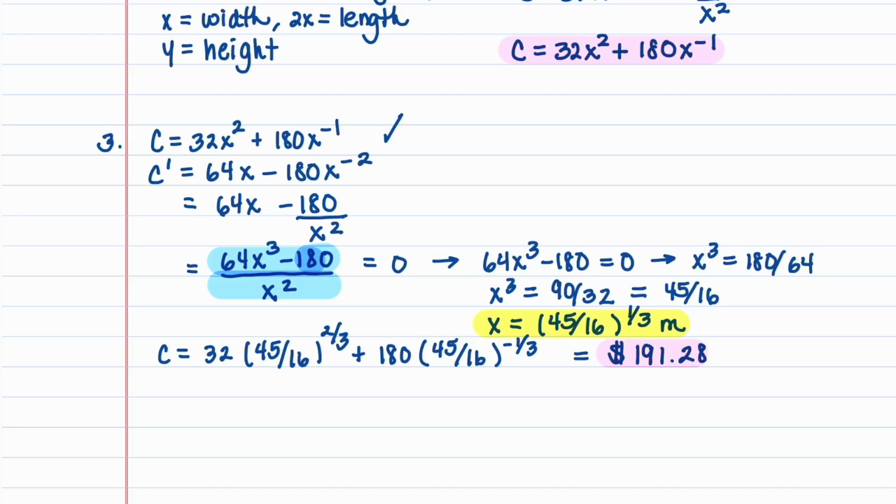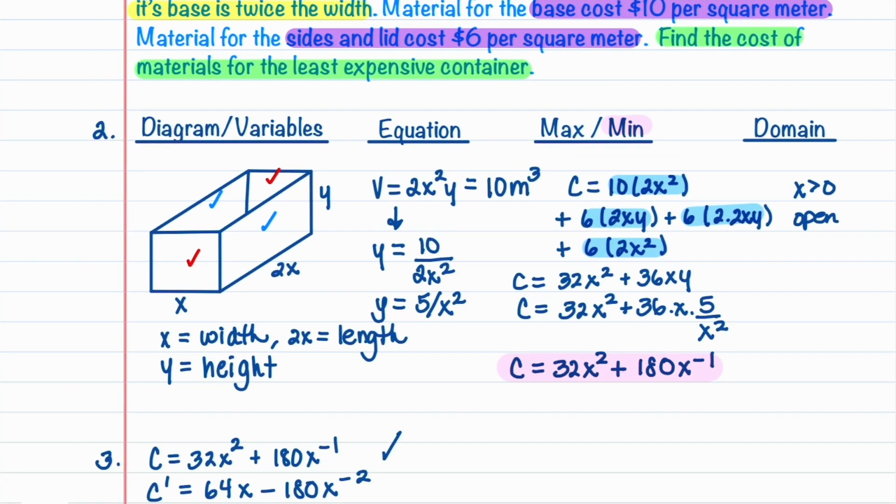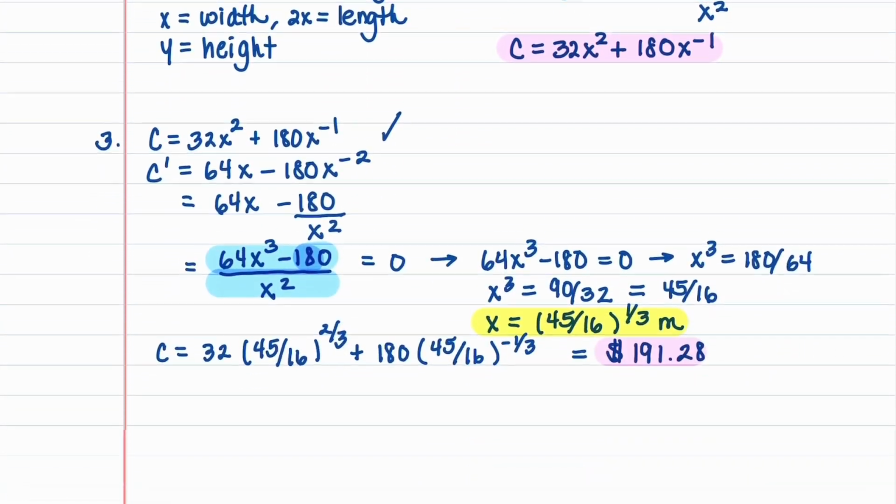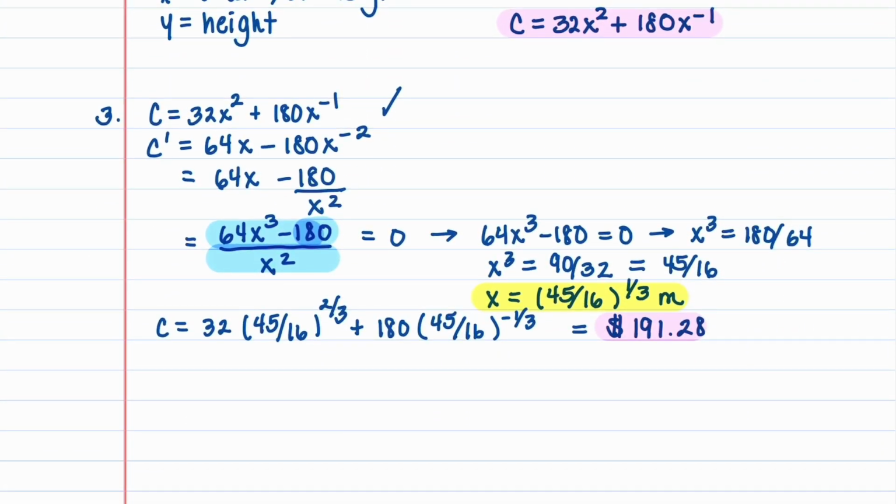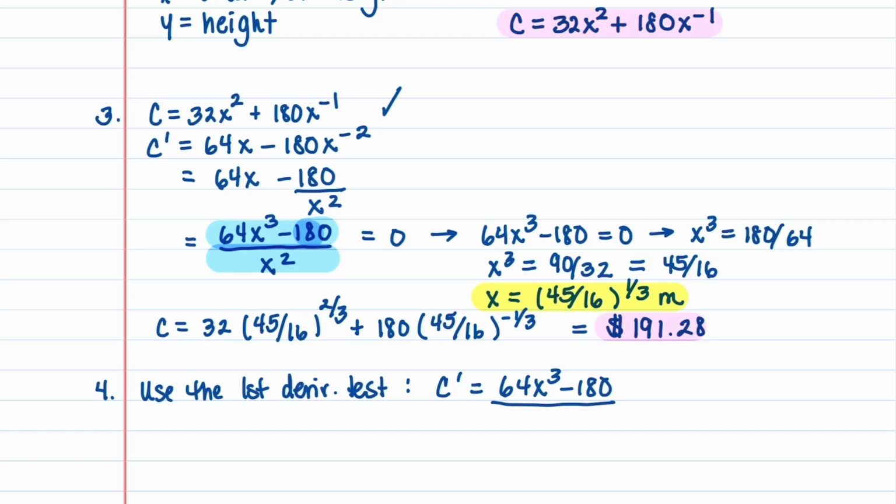To do that, we need to go back up to our interval. It is open right under the domain there. So that means we can use the first derivative test or the second derivative test. I highlighted our derivative in blue. It is complicated, so I don't think we want to take the derivative of that again. So for step 4, to justify our answer, we are going to use the first derivative test. And I'm just going to recopy our derivative because that's what we're going to need. We have 64x cubed minus 180, all divided by x squared.